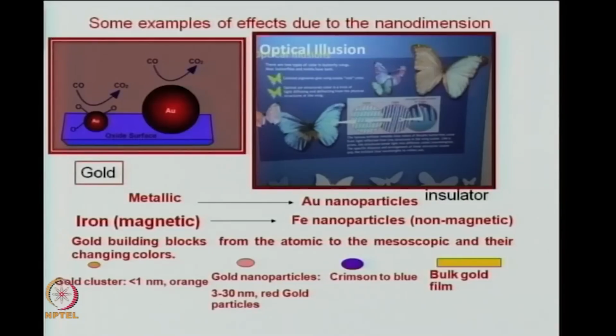For example, if you look at this butterfly, then it has on its wing blue color as well as brown color, and the color actually changes because there are some nanostructures on the wings of these butterflies. Now, these nanostructures interact with light in a manner such that if you change the dimension of the nanostructures, the wavelength of light which is scattered will change, and hence you see a different color.